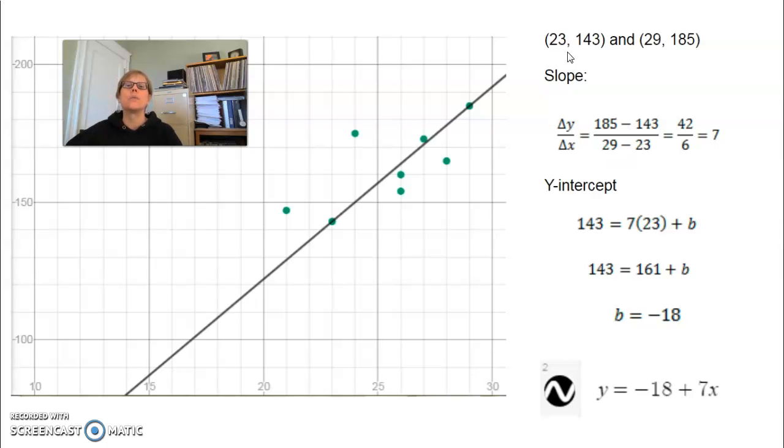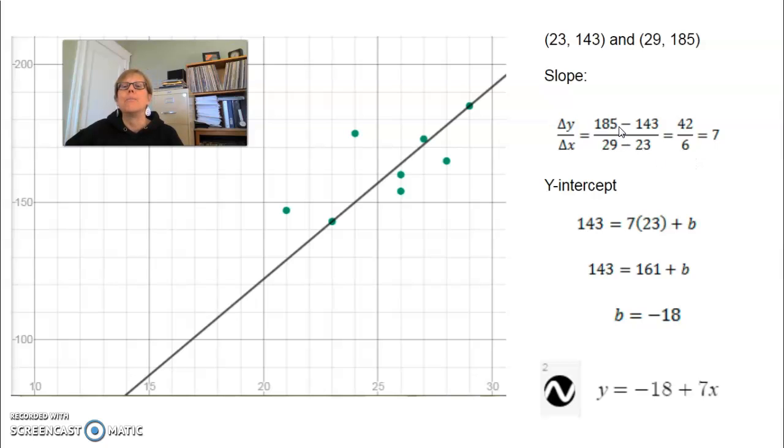I chose 23, 143 and 29, 185. And you can see it actually creates a line. I've got 3 points below it, 3 points above. So first thing you do, quick review, find the slope. Now I did not plan this. This whole line comes out to be really nice, and it was all just by chance. So it's kind of cool.